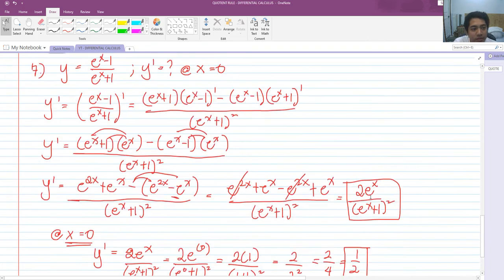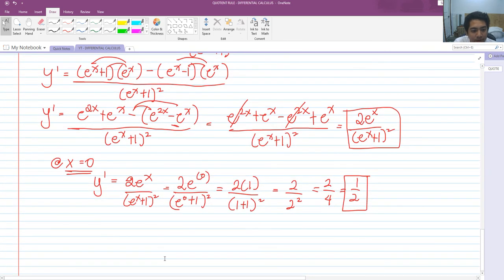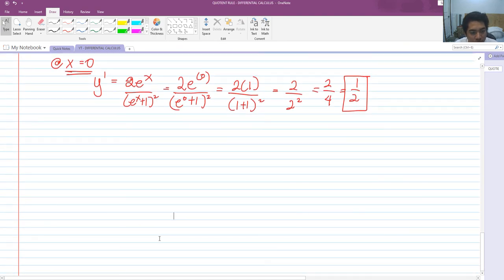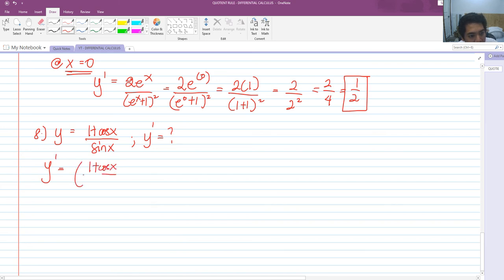Okay. So down to our last number for this video about the basics of the quotient rule. For number 8, we have to solve the derivative of 1 plus cosine of x all over sine of x. As you can see, this is still a quotient rule. So we have to differentiate 1 plus cosine of x all over sine of x as a whole.